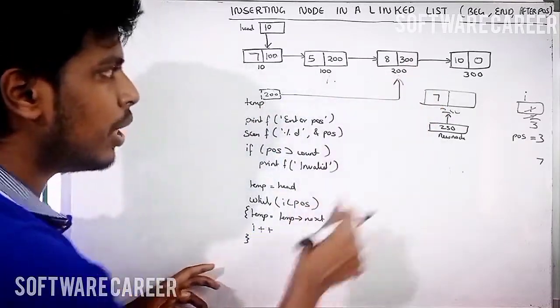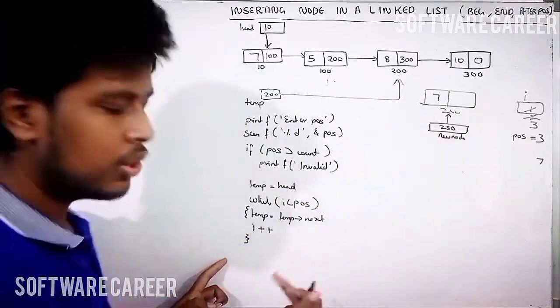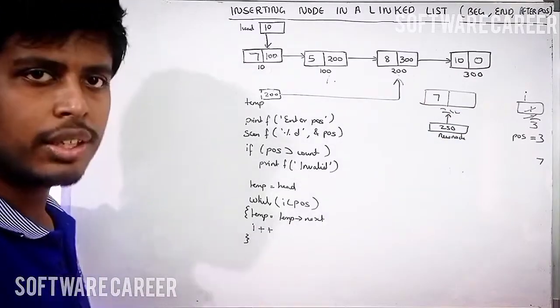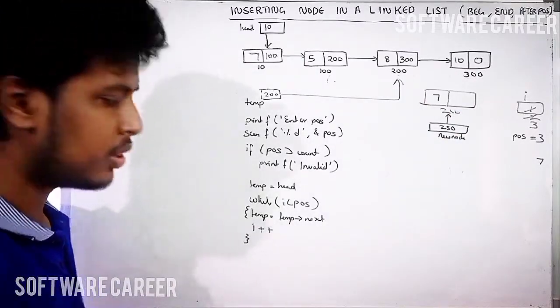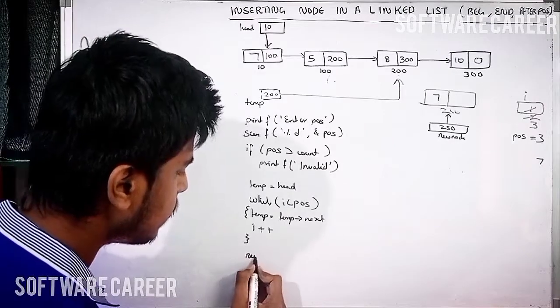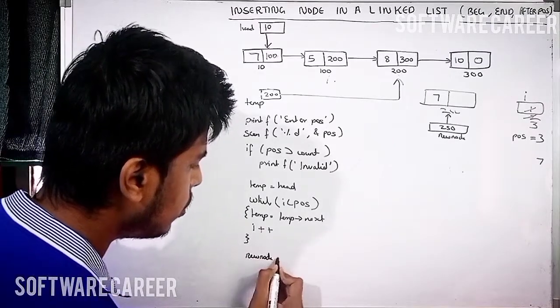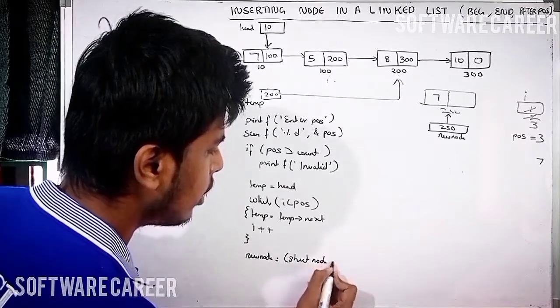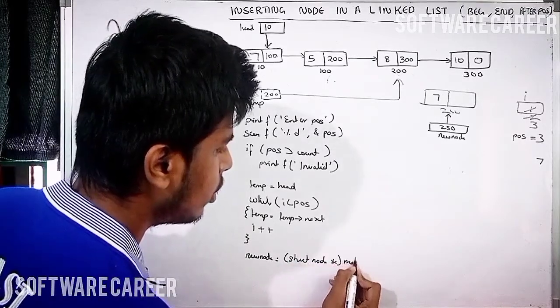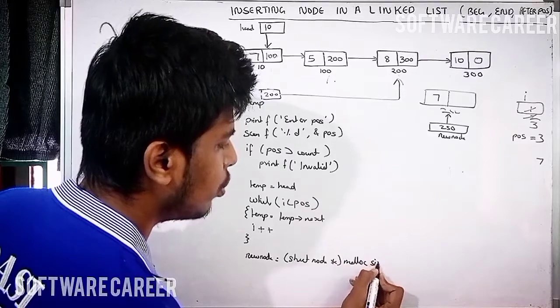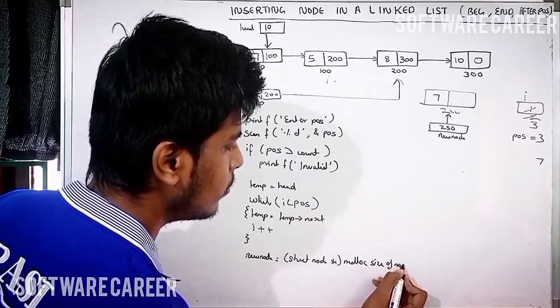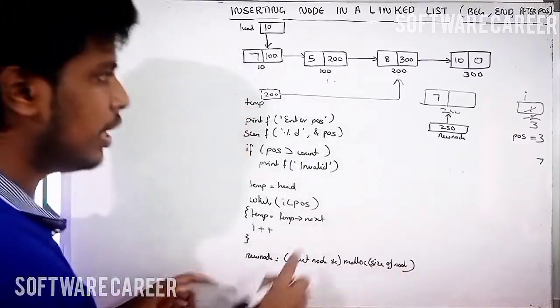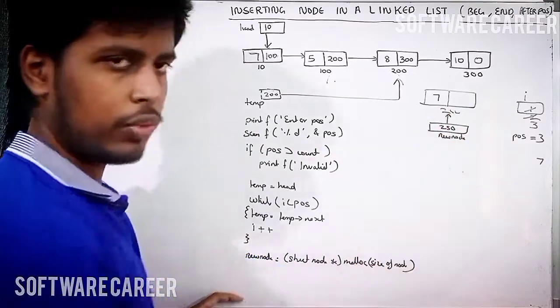Now I have created this new node. I am writing here how you can create it dynamically by the malloc function. I am creating here: newnode = (struct node *)malloc(sizeof(node)). Now I have created this new node by using the malloc function.